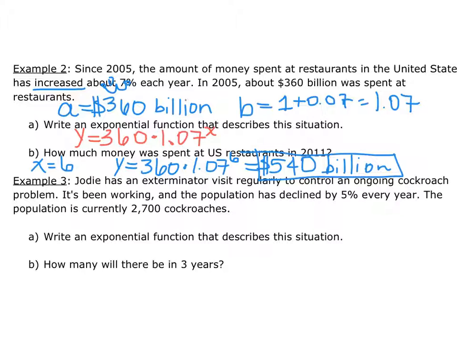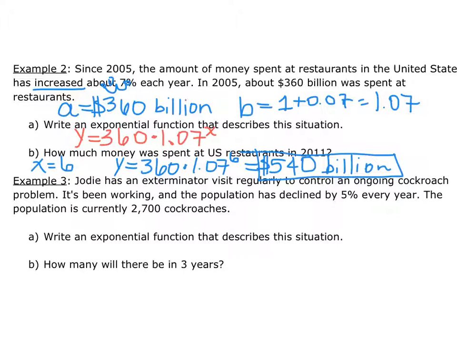All right, example 3. Last example. You ready? Robin already read it. Fantastic. Example 3 says Jody has an exterminator visit regularly to control an ongoing cockroach problem. It's been working. And the population has declined by 5% every year. The population is currently 2,700 cockroaches. So, let's identify our a and b values to write an exponential function for Jody's problem.